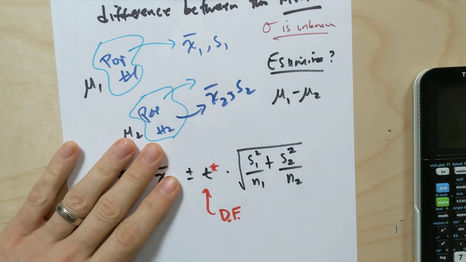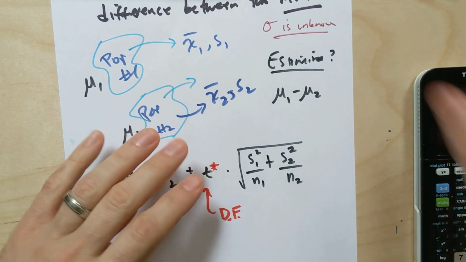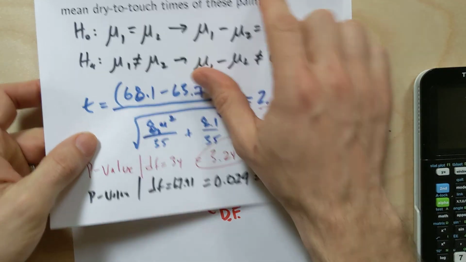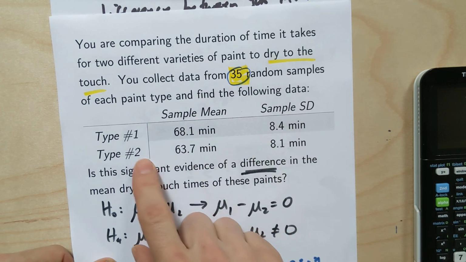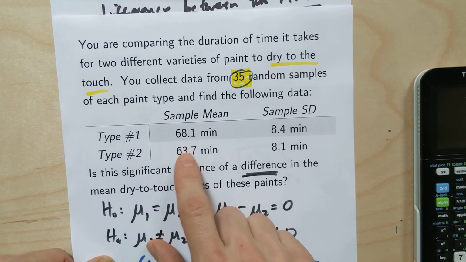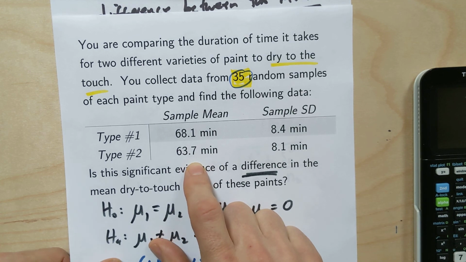No, you always add variances. So very good. If I was to carry this out, that would be cool. I could just plug in values for this particular scenario here. Remember, we knew this first sample, the amount of time it took on average for the paint to dry was 68.1, and the second was 63.7.